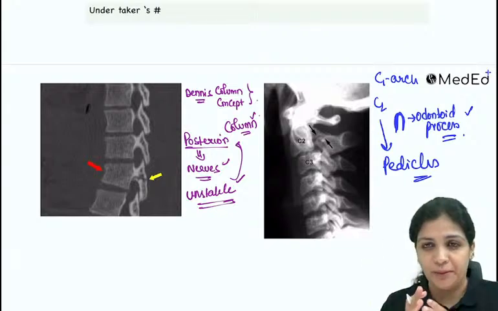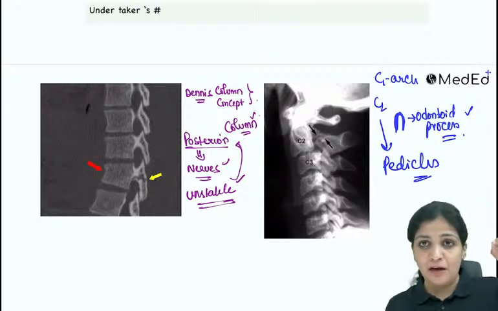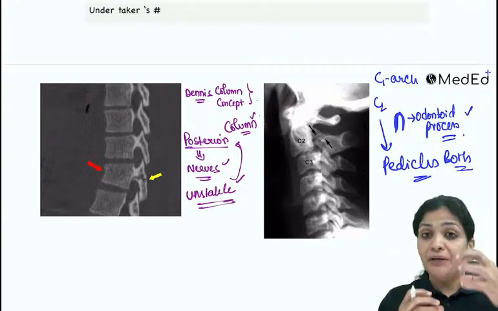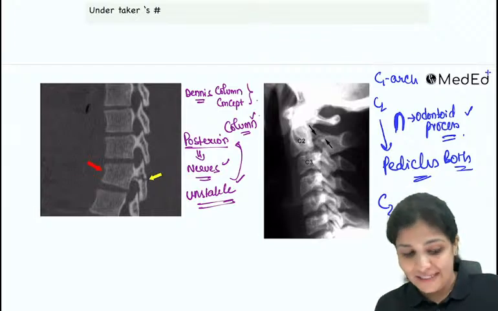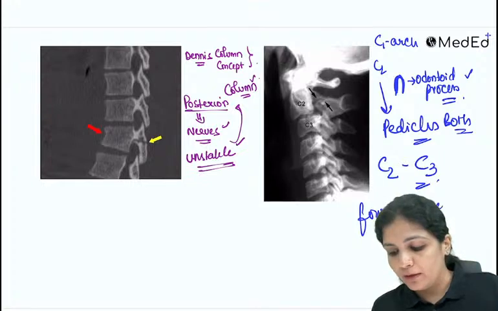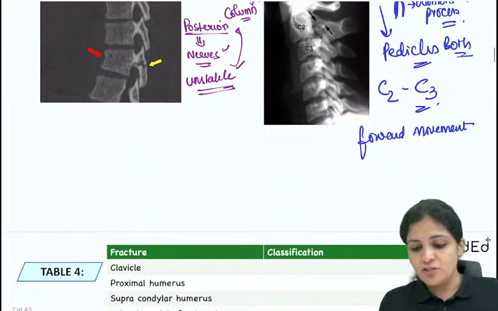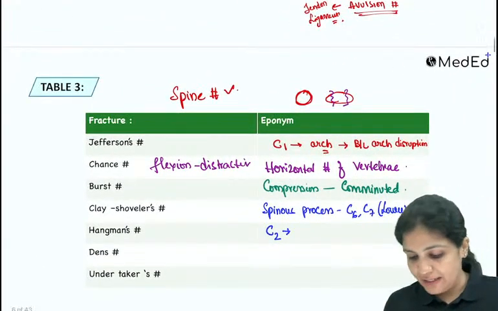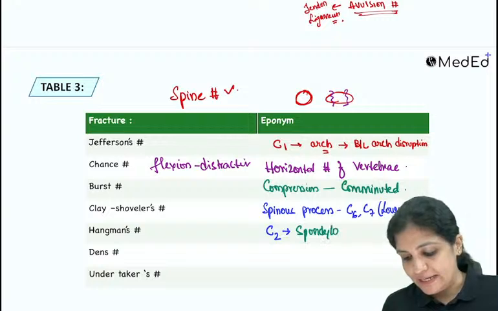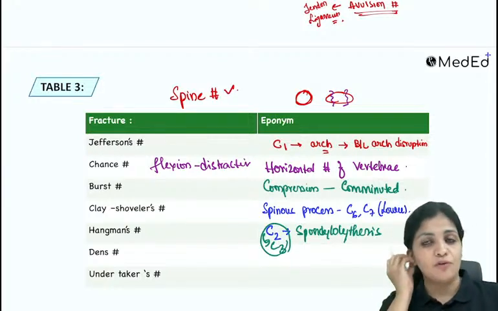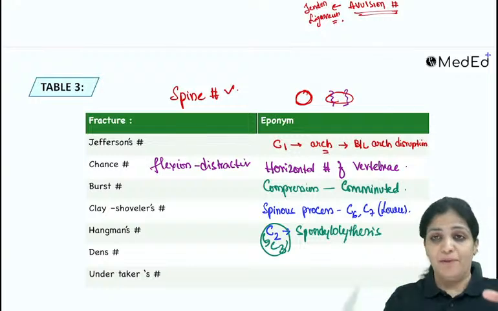Right? So that is the structure of the vertebra. In that vertebra, if there is a fracture of both the pedicles resulting in traumatic spondylolisthesis of C2 over C3. What is spondylolisthesis? Forward movement of the upper vertebra over the lower vertebra. So just remember, the hangman's fracture is traumatic spondylolisthesis of C2 over C3, because of the fracture of both the pedicles.